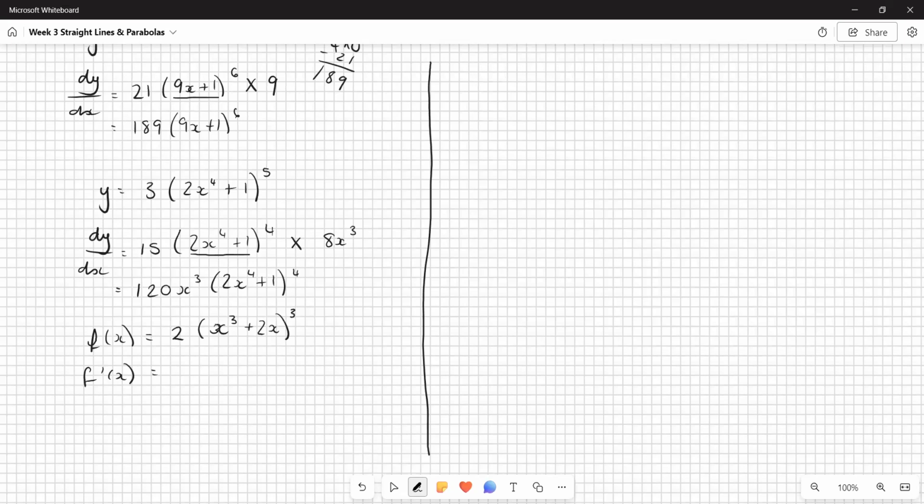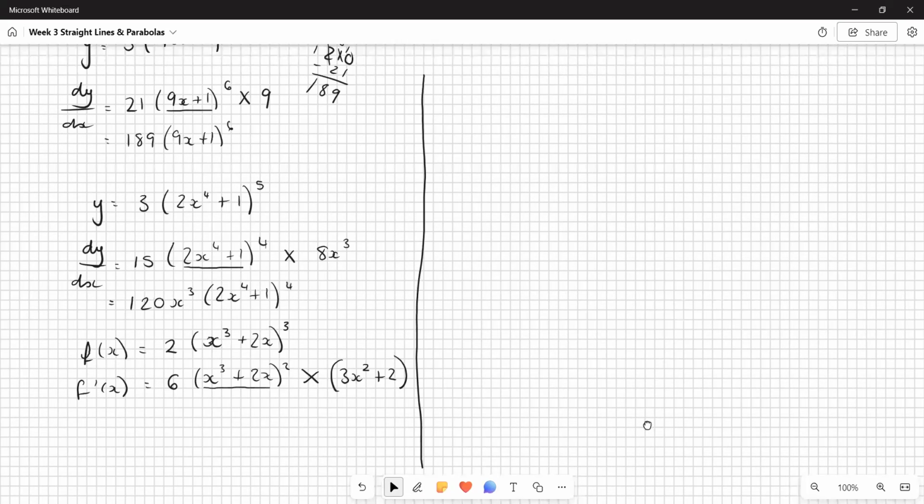So 2x cubed would become 6x squared, but it's not an x. So now I'm going to multiply by the derivative of my pretend x. Now the derivative of x cubed is 3x squared, and the derivative of 2x is 2. And because we've got to be careful of BODMAS here, we need to make sure we put it in brackets, as we're multiplying by the entire derivative. You can change the order of that if you want, but it wouldn't make any difference.